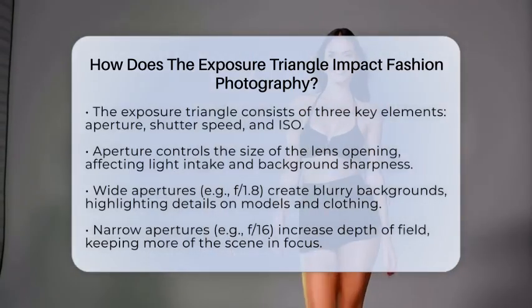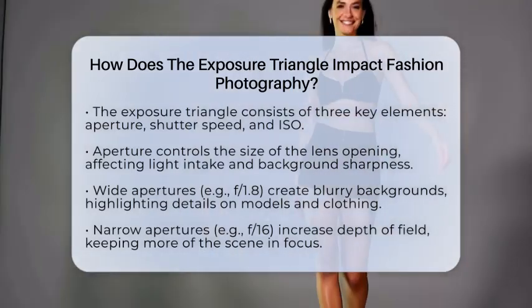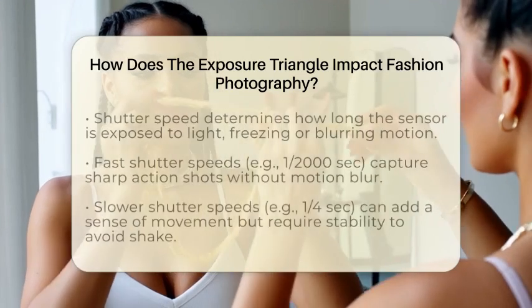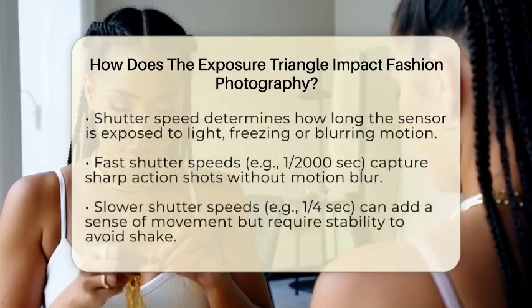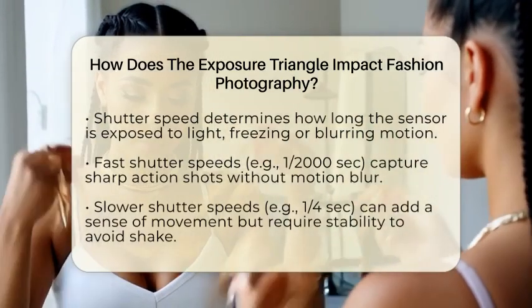On the other hand, a narrow aperture like f16 increases the depth of field, keeping more of the scene in focus. This is useful for group shots or runway photos, where you want everything sharp from front to back.